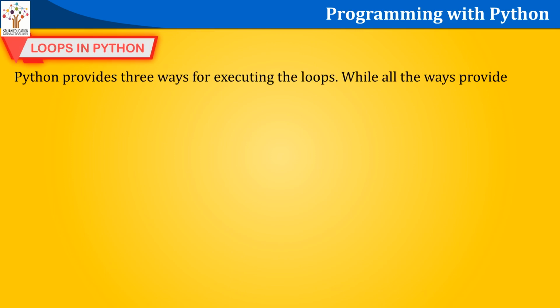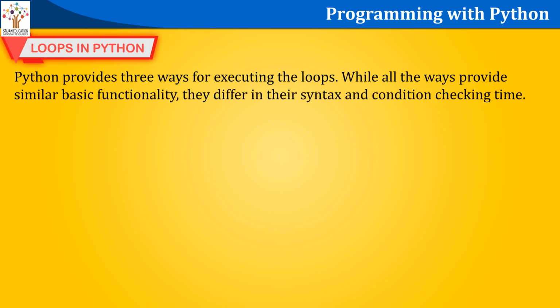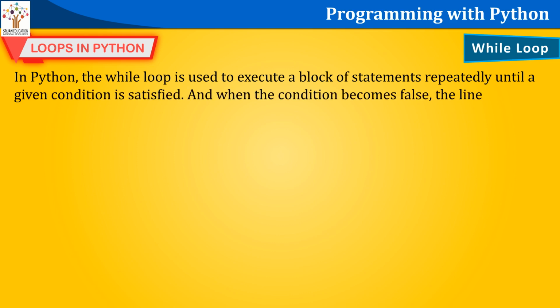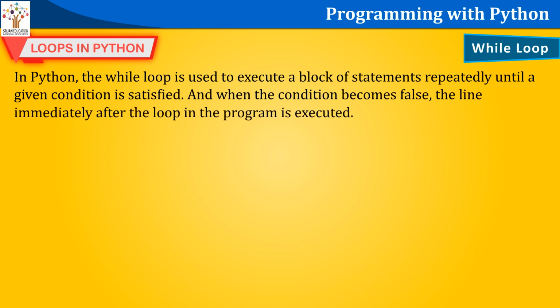Python provides 3 ways for executing the loops. While all the ways provide similar basic functionality, they differ in their syntax and condition checking time. While loop. In Python, the while loop is used to execute a block of statements repeatedly until a given condition is satisfied. And when the condition becomes false, the line immediately after the loop in the program is executed.